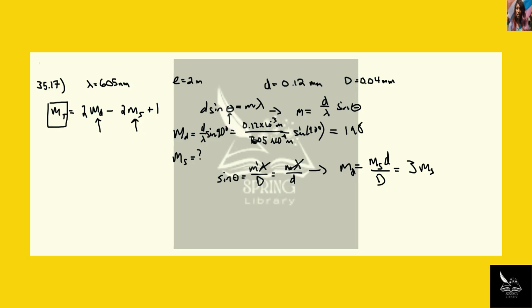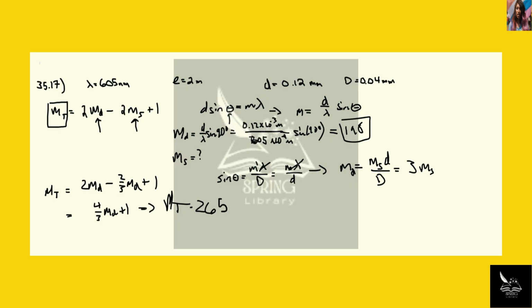Okay? So if MS is MD over 3, we can see that MT now becomes 2 MD minus 2/3 MD plus 1. Or this is 6/3 minus 2/3, so 4/3 MD plus 1. Well, MD is 198. If we plug that in, we get an MT of 265. That's how many fringes there are.